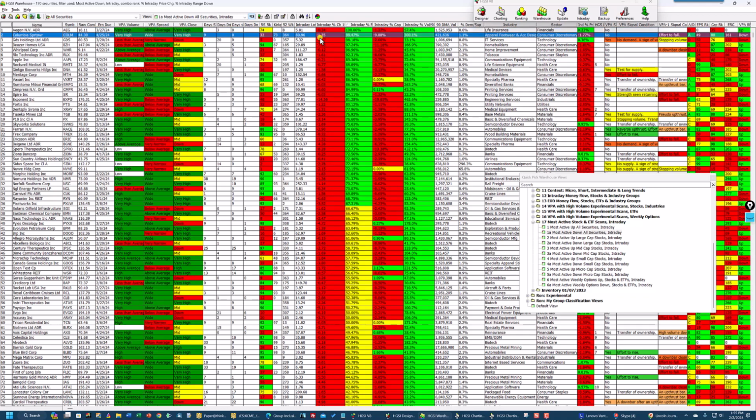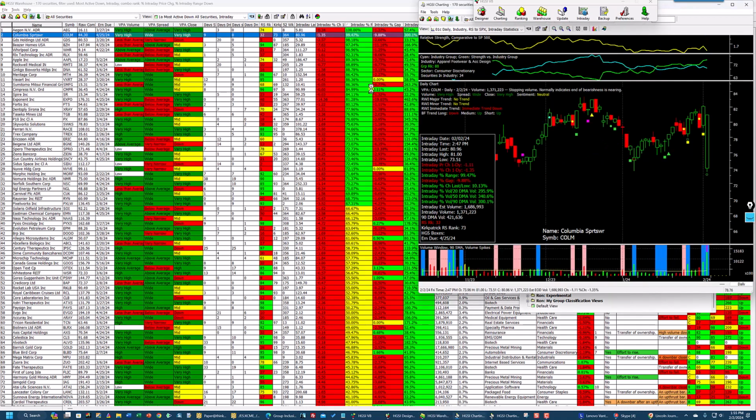Let's look at Columbia Sportswear. It's an $80 stock. It's down $1.35, but it's trading at 94.47%, and this is a gap down on earnings. And you can see that buyers stepped in.